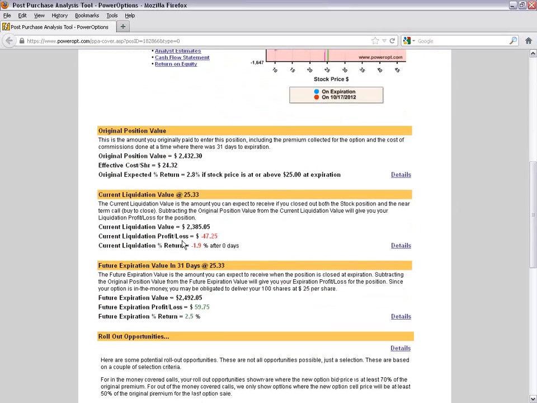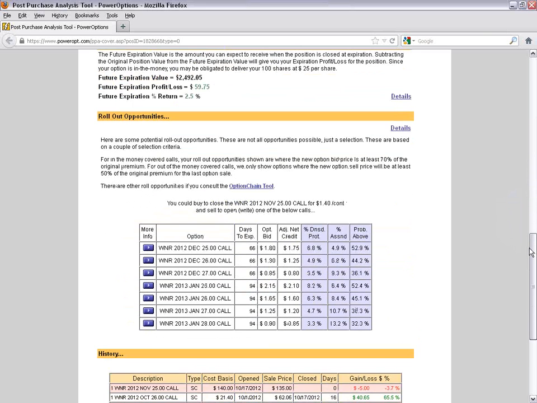All right. So there's your liquidation value, your future expiration value. Now remember, these numbers are different because of the call premium, the new call that we sold. It's not the same view we had initially. And then below that, you'll have some rollout opportunities. The system says we could still continue to roll this call. We don't want to because we just did, but there are some opportunities there as well. So it's through the Position Actions menu.